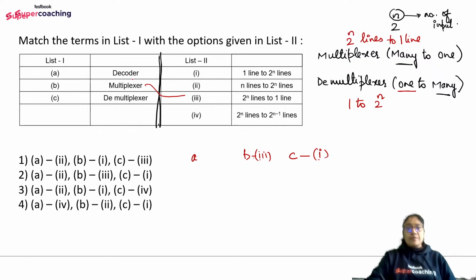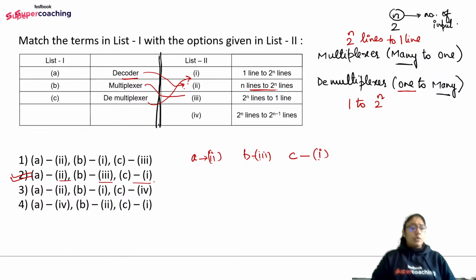Then we are left with the decoder. Decoder is many to many, but definitely the input lines will be fewer because you are given a code and you have to expand that. So n lines to 2 raised to power n lines. We just discussed this for the decoder. So this is 2. So it is 2, 3, 1. This is option 2.